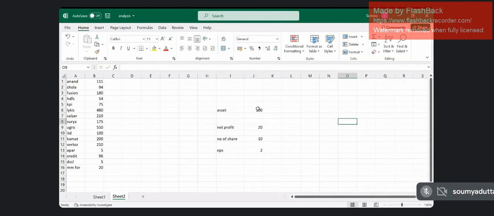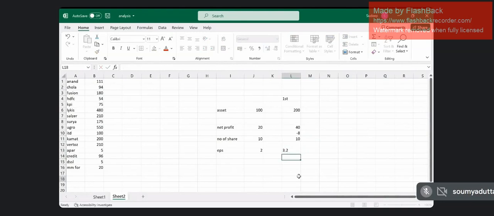Now, in the first way, you are increasing by debt, so it becomes 200. Net profit becomes 40. Number of shares remains the same, 10. Net profit is 32 after deducting. There is a deduction here of 8. Then your EPS becomes 3.2.